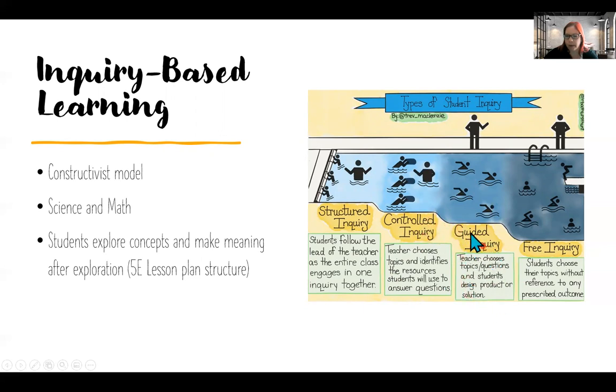My math example could go anywhere in between these two, but it's definitely not free inquiry. Free inquiry is the type where students choose the topics, they don't have any prescribed outcome, and it's really a free inquiry classroom. This is less common unless you're in a really big school where they're really into STEM education and they have students working on projects and solving their own problems. Think about maybe a science fair project, sometimes it's free inquiry, but in the classroom, I tend to see more controlled and guided inquiry.